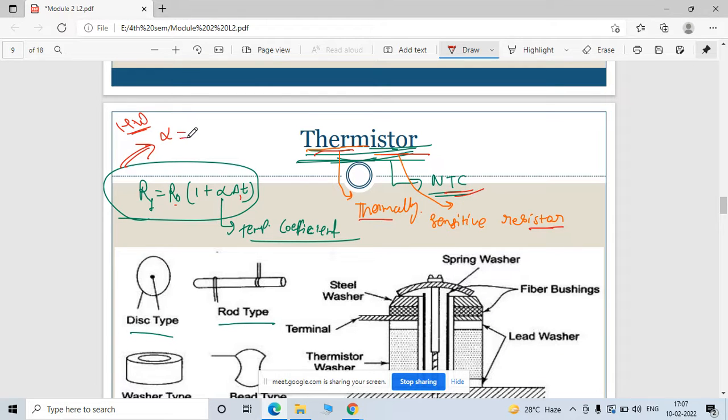Okay, alpha in terms of your resistance and temperature, a function of resistance and temperature. Okay, find out this relation.